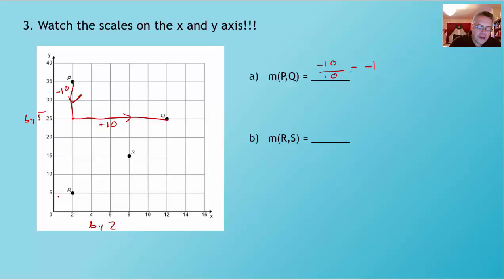All right, from R to S, I'm going to take a vertical step. I'm going to go up, and then I'm going to go over. Okay, we went from 5 up to 15. That's positive 10 for the rise. We went from 2 up to 8. That's plus 6 for the run. So rise over run would be 10/6, which is 5/3.